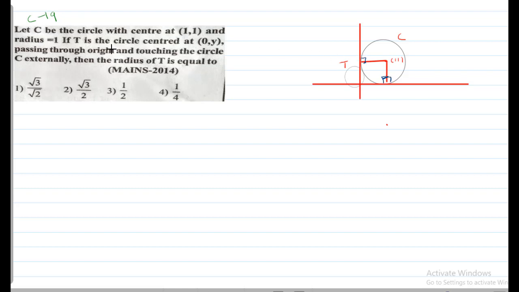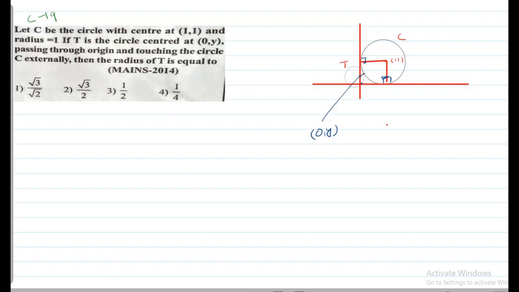Okay students, what is given? Another circle, this T circle is passing through origin and centered at 0 comma y somewhere. This is not exact, but assume that the center of the second circle is 0 comma y. Now we want to find the y value. Okay, two circles touch each other, the point of tangency and their centers are collinear. So what is the meaning of this?